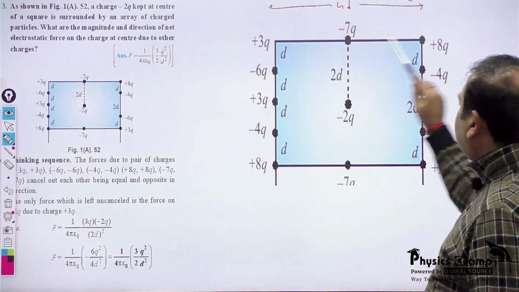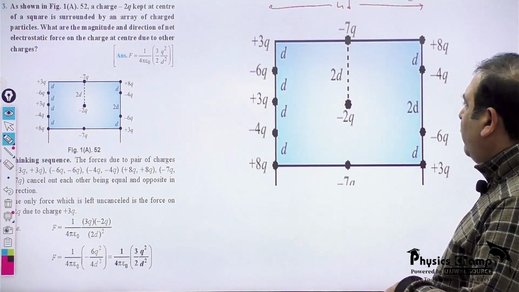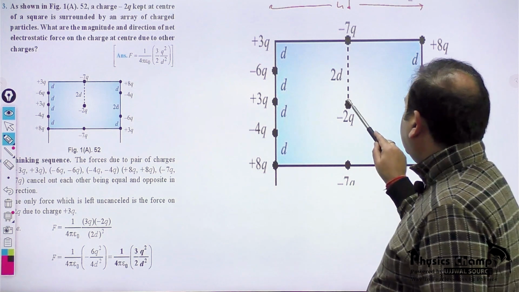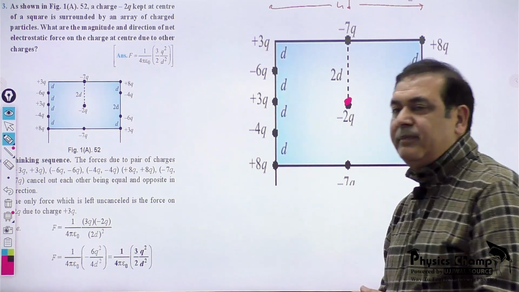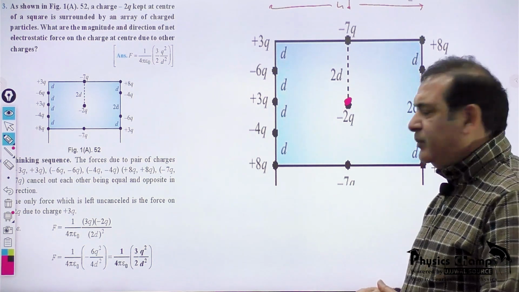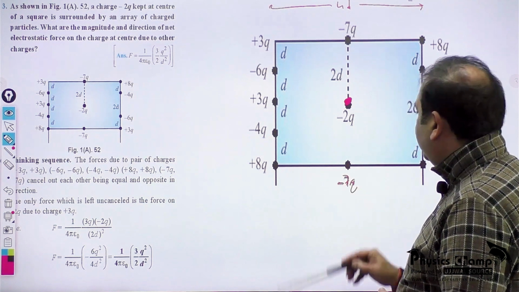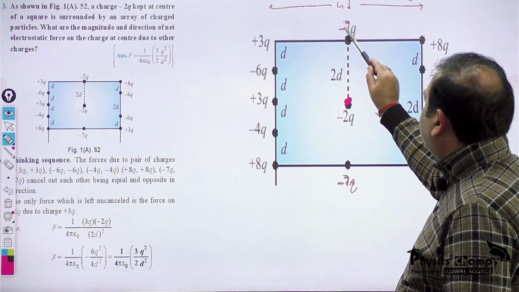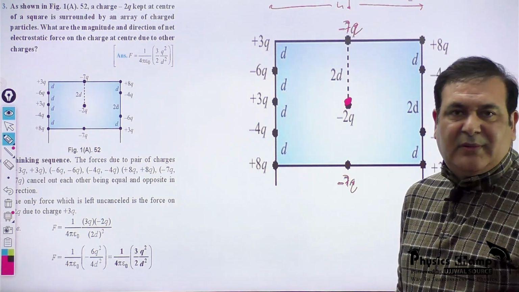And there are so many charges in the space. What will be the net force on the charge minus 2q at the center? So if I look at the arrangement over here, there is a charge of minus 7q over here and there is a charge of minus 7q over here. I call it the corresponding charge, just opposite.